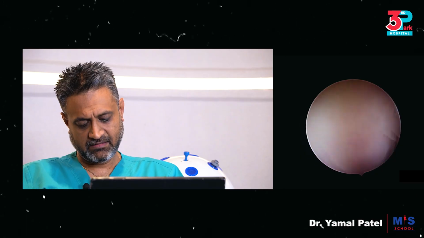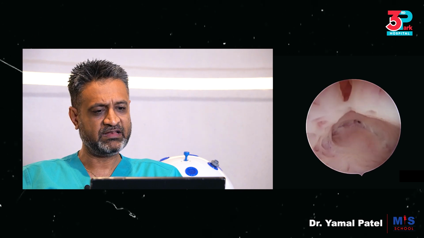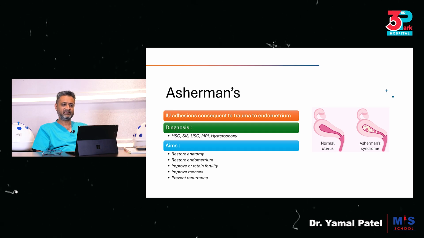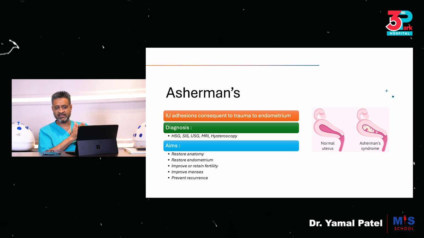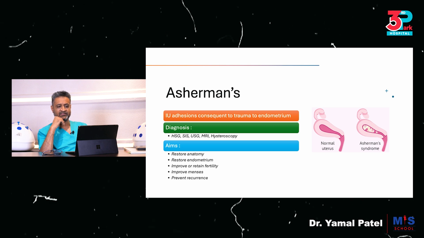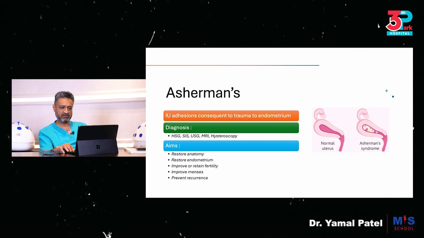Let's go to Asherman's. Intrauterine synechiae, major issues, and not an easy condition to handle. These are intrauterine adhesions consequent to trauma to the endometrium, diagnosed by an HSG where you would see interruptions in the X-ray. SIS can be used to confirm and diagnose it. Ultrasound transvaginal is sometimes enough to see the irregularities and see the Asherman synechiae. MRI or actually a diagnostic hysteroscopy could confirm it.